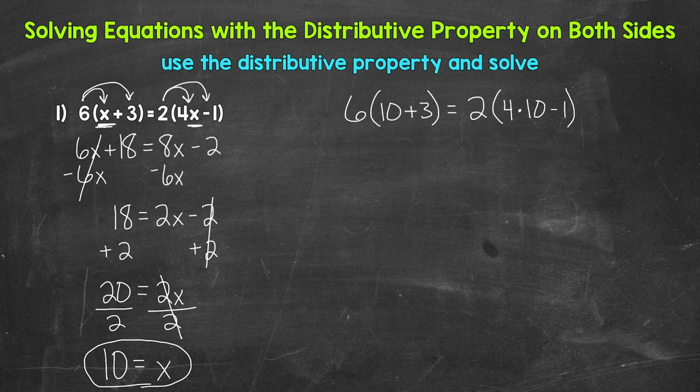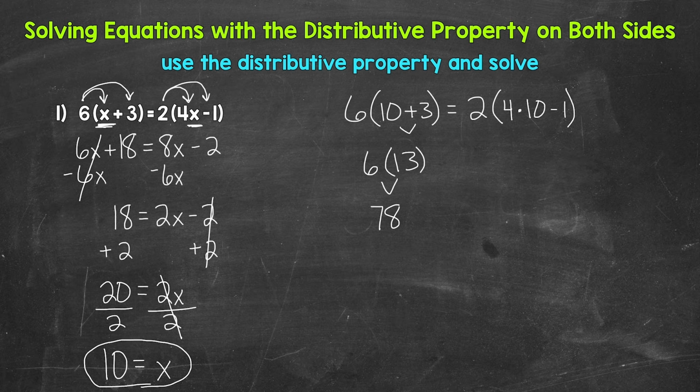Let's start with the left side here. So we have 10 plus 3 in parentheses. That gives us 13. And then 6 times 13 gives us 78. Now we need to check the right side. If we are correct, if x does equal 10, then that side will equal 78 as well.